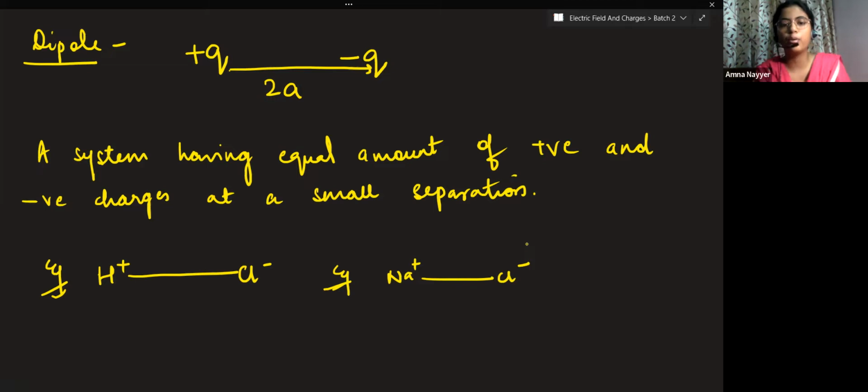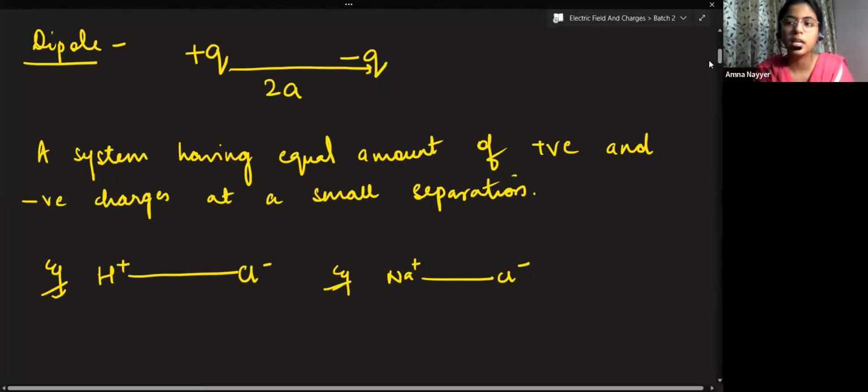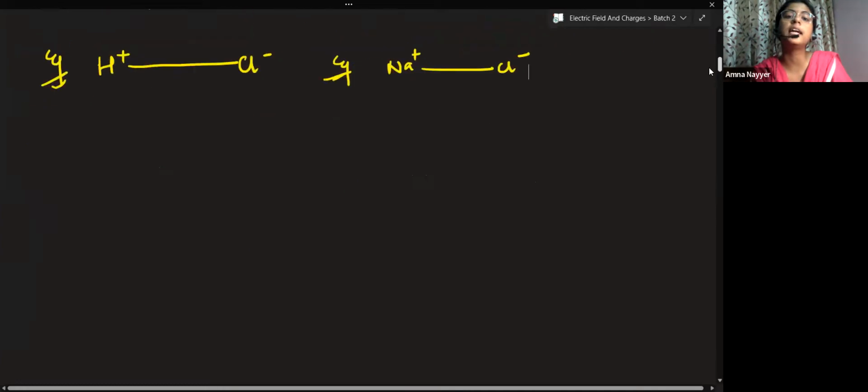Similarly, for an electric dipole, you have to have two charges with opposite polarity, same magnitude, with a small separation between the two charges. This system or this setup is known as a dipole.